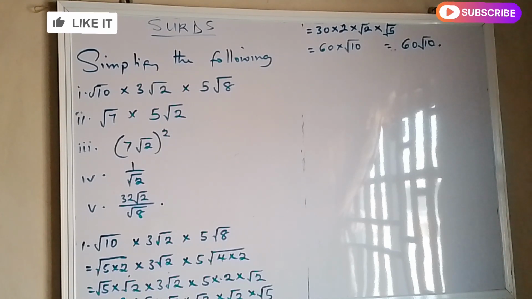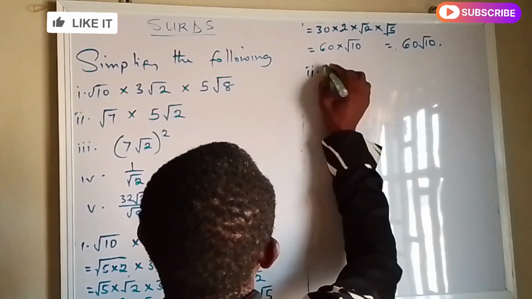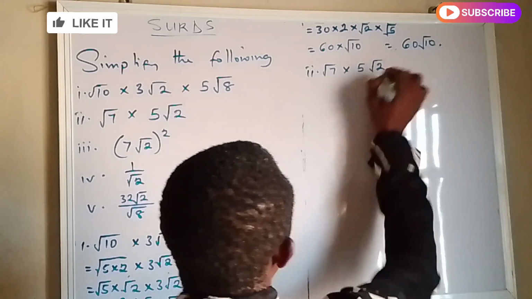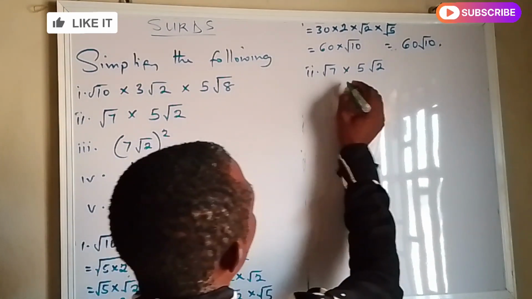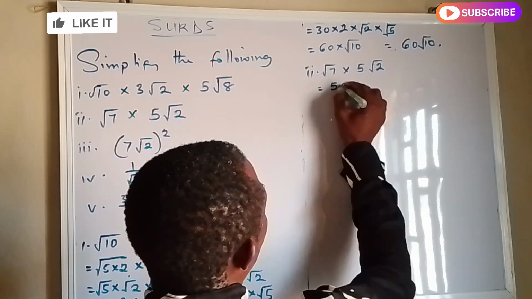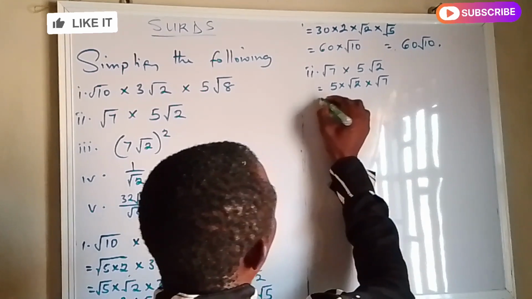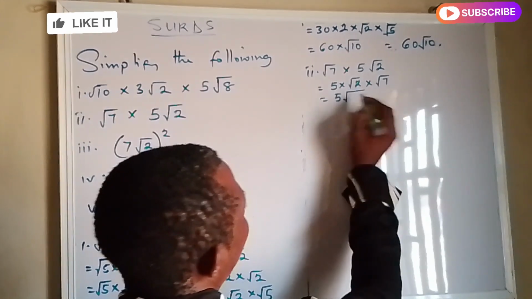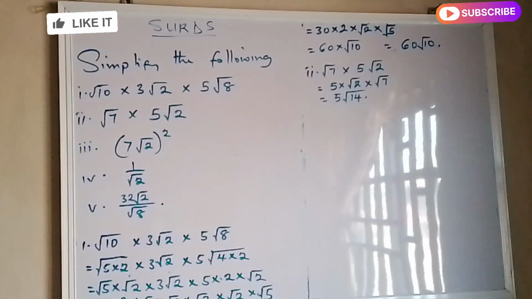Now can we move down to the second part? The second part, we have square root of 7 times 5 square root of 2. So this is going to give you 5 times square root of 2 times square root of 7, and that gives you 5 square root of, you use this to multiply this, that's 14. So that's going to be the answer to that question.